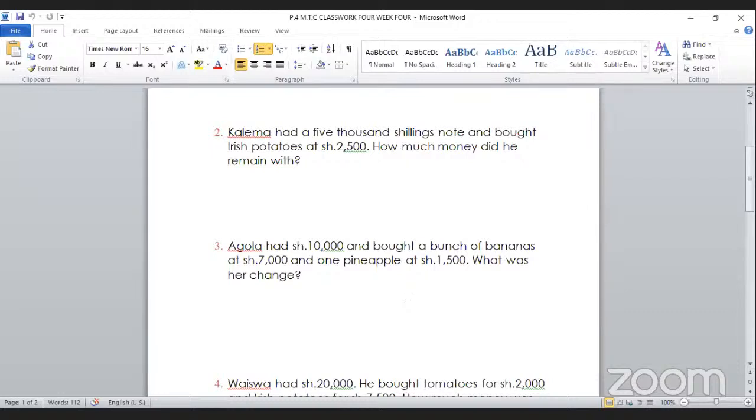Angola has 10,000 shillings. No, that's number 3. Read number 2. Number 2 is up on top, Angola. Kalema had a 5,000 shilling note and bought Irish potatoes at 2,500. How much did he remain with? That is the money that he has remained with after buying Irish potatoes. So how did you get your answer?